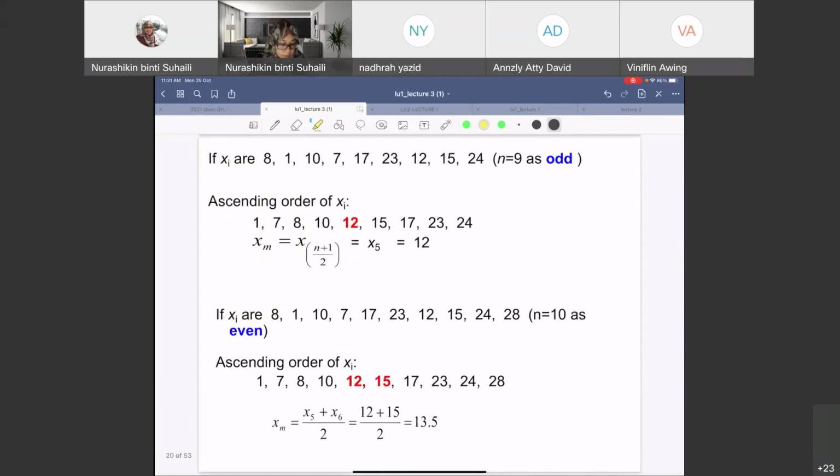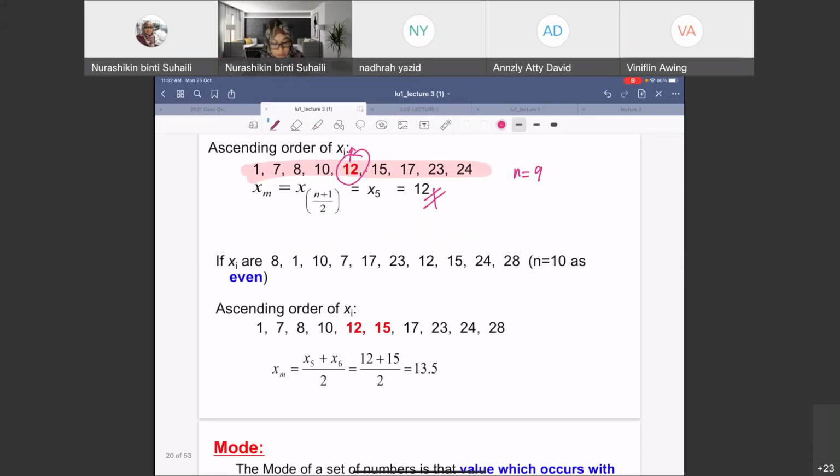Okay, for example, let's have a look at this example. This is the data given. You can see that it is already arranged in ascending order. Ascending means from the lowest to the highest, from 1, 7, 8, 10, 12 until 24. So the number here is how many? 1, 2, 3, 4, 5, 6, 7, 8, 9. So n is 9, an odd number. So it divides equally, right? This is actually the middle. 1, 2, 3, 4 on each side. So 12 is the median. Yeah, 12 is the median value.